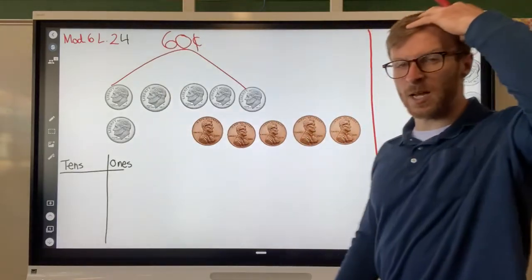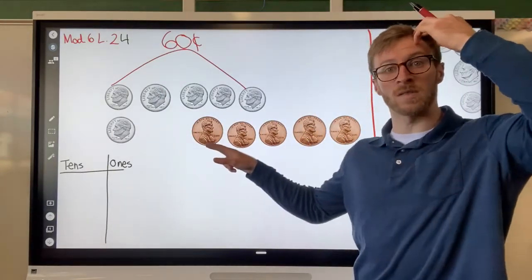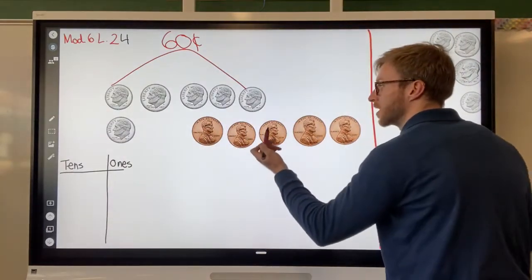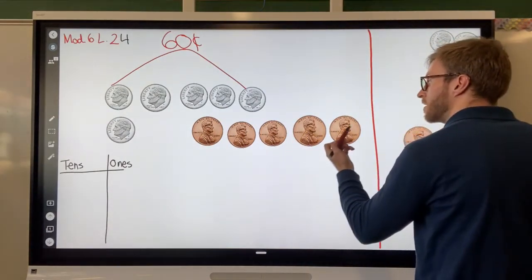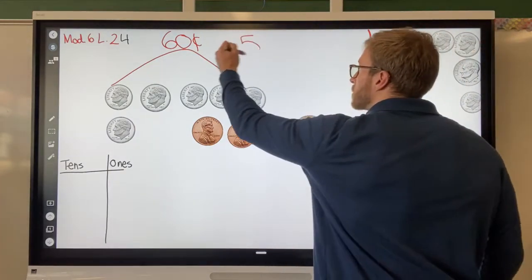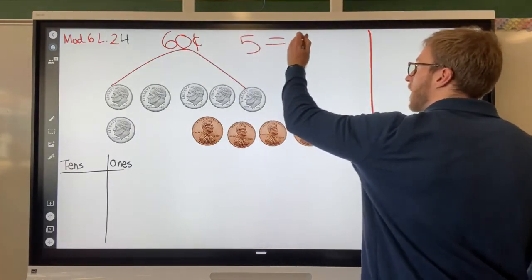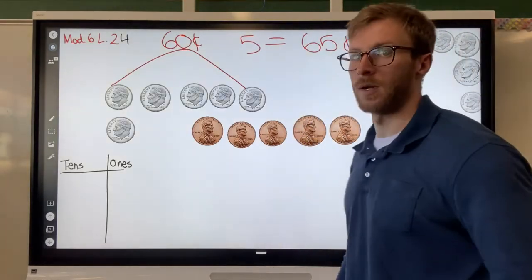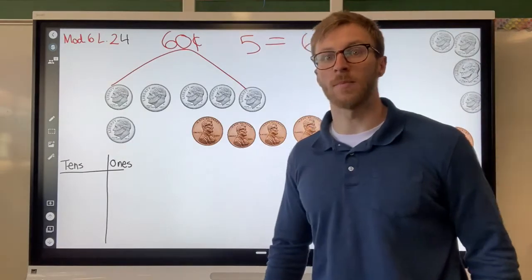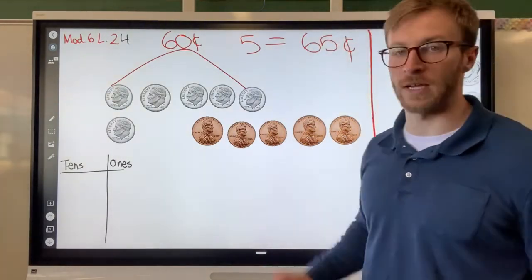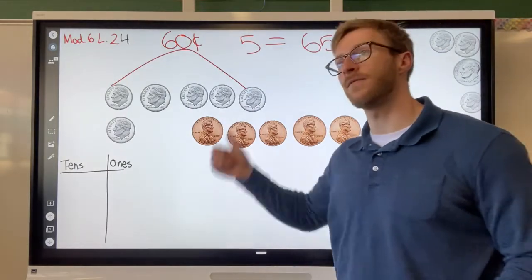Now let's keep 60 in our head and just switch over to counting by ones, okay? 61, 62, 63, 64, 65. So there are 5 ones. So 60 plus 5 is 65 cents. All right. Take a couple seconds to try and fill in your own place value chart or your own T chart to see if we get the same answer.